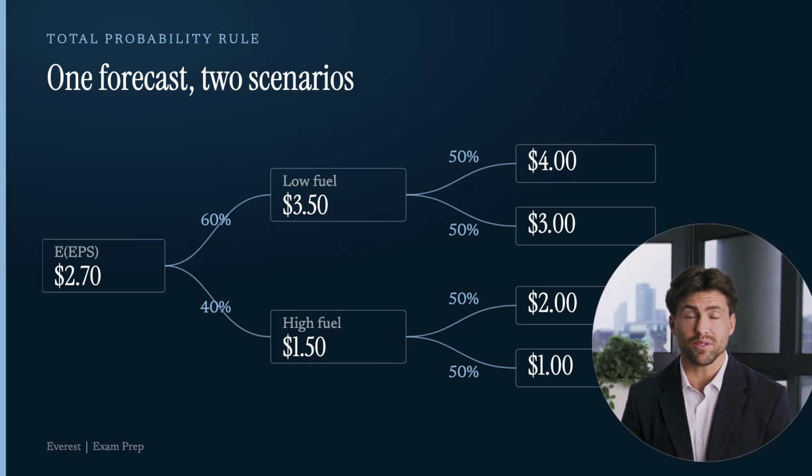60% of $3.50 is $2.10. 40% of $1.50 is 60 cents. Add them and you get $2.70. That is the total probability rule for expected value.